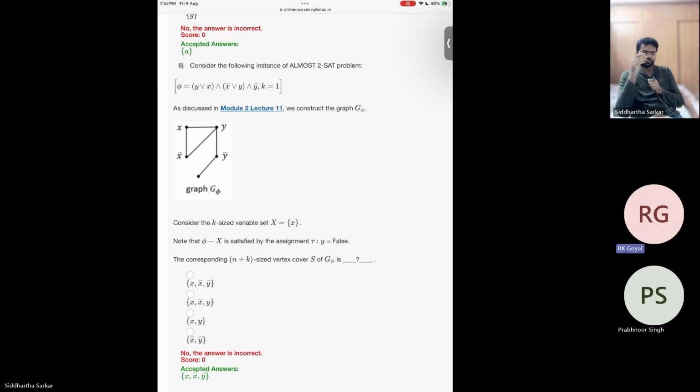Yes, and moreover, this two set is solvable in polynomial time. So is this almost two set NP hard or what? And therefore we are trying to reduce it into a vertex cover kind of thing.